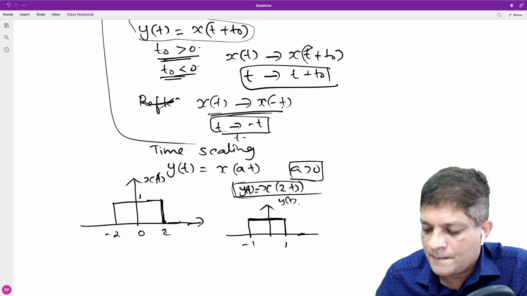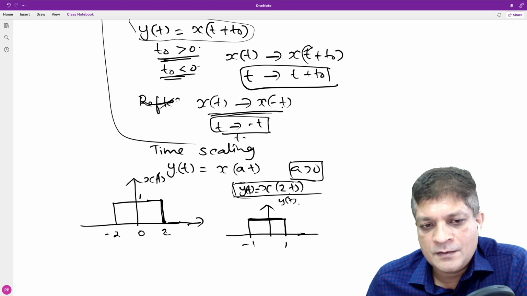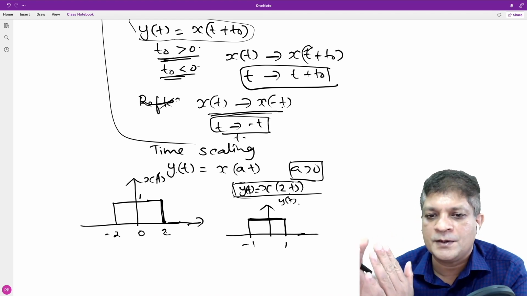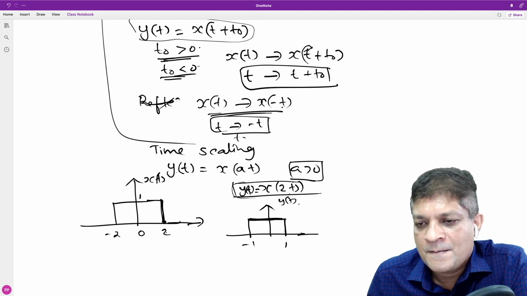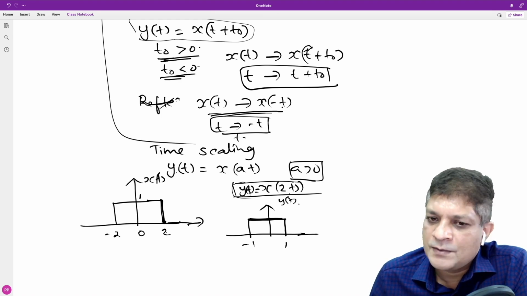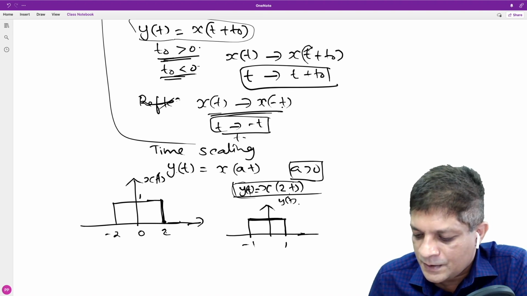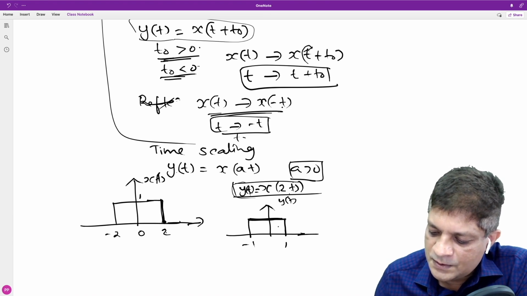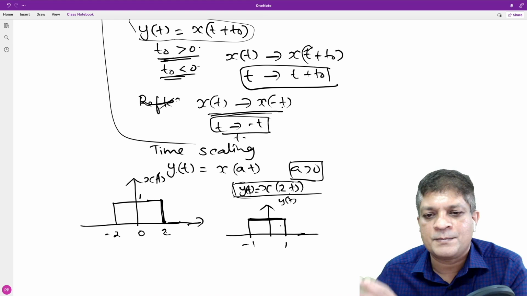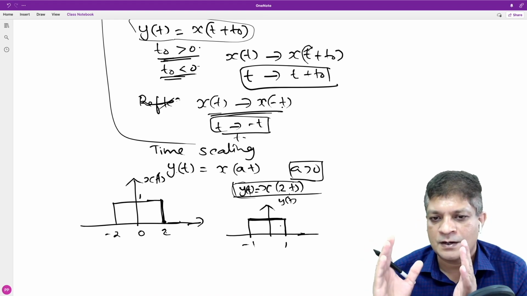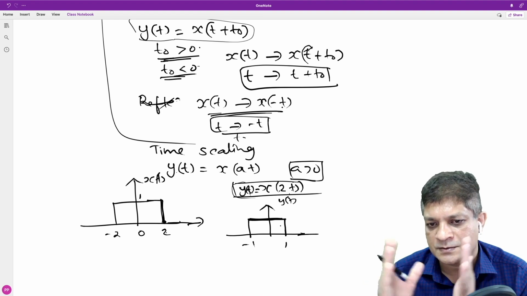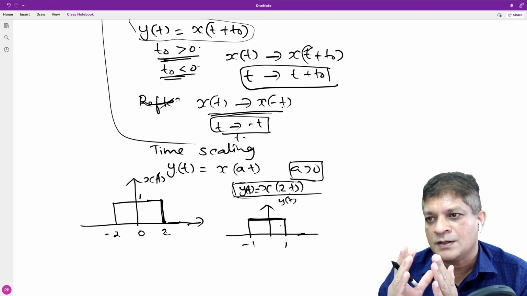Is it y(t)? So can we say that we are compressing the signal in the time domain? Is it a time compression? Will it change the shape of the signal? No, it will preserve the shape of the signal, that is the time scaling operation. So x(2t) is a time compression. We are compressing the signal by a factor of 2, squeezing it in the time domain.